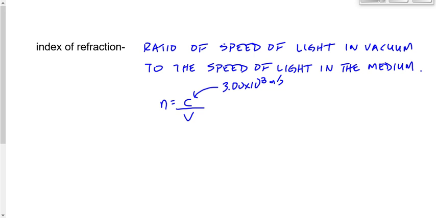What do you think the units for index of refraction would be? What do you think the units for N would be? Meters per second divided by meters per second, cancel. There are no units. There are never any units for a ratio. Right? Magnification is a ratio of HI to HO. What are the units for magnification? There are none. There's never any units associated with a ratio.